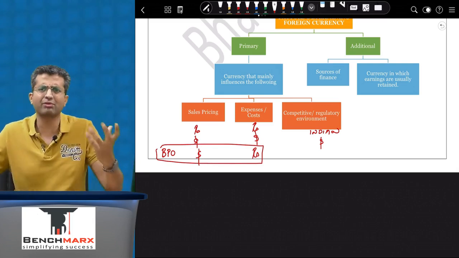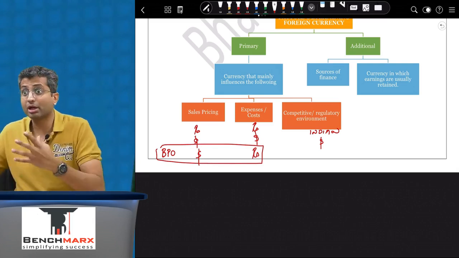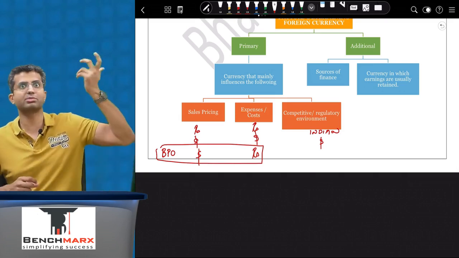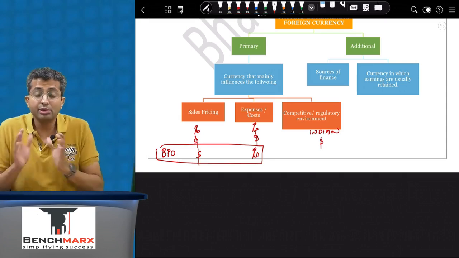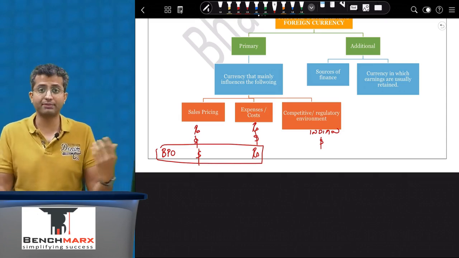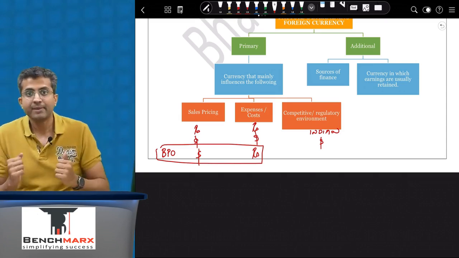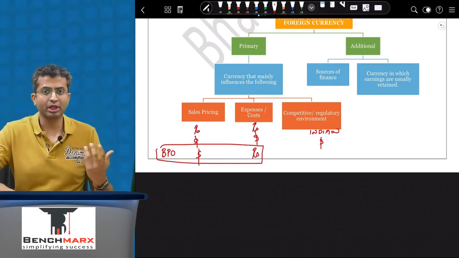Let us say the competitive environment is also quite mixed. The labor laws, etc., of India have to be followed, but the customer service requirements of the US have to be followed. So we are kind of in the middle of nowhere. In which case, how will the management determine the functional currency in such cases? You should go to the additional factors. Sir, what are the additional factors?